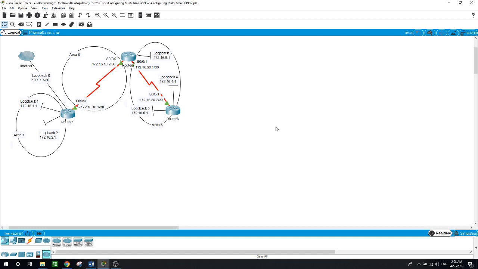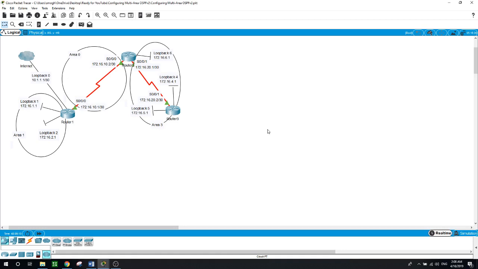I will configure it with the process ID 1, and all LAN loopback interfaces should be passive. Here, by looking at the topology diagram, router 1 and router 2 are both backbone routers. Why? Because both routers are in area 0. Router 1 and router 2, they are both in area 0. That's why we call them the backbone routers.